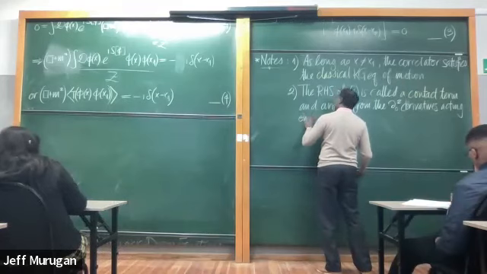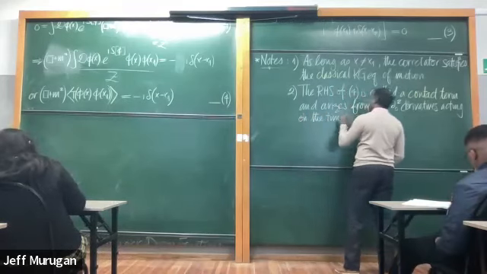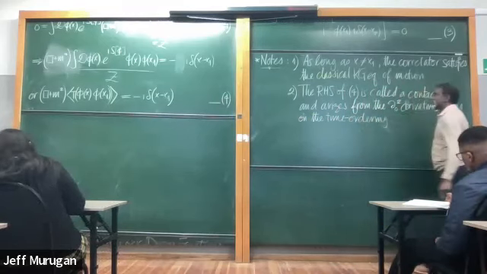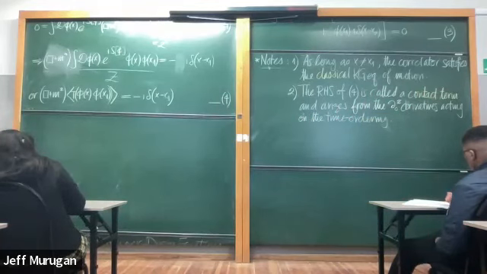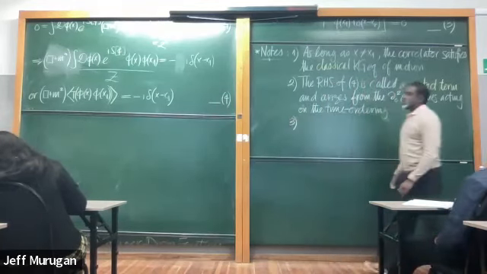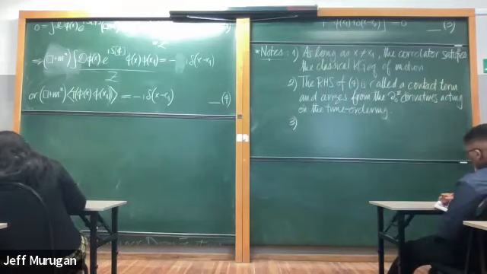And then finally, three, that equation 4 is the quantum analog of the classical equations of motion. It is what we call the Schwinger-Dyson equation.